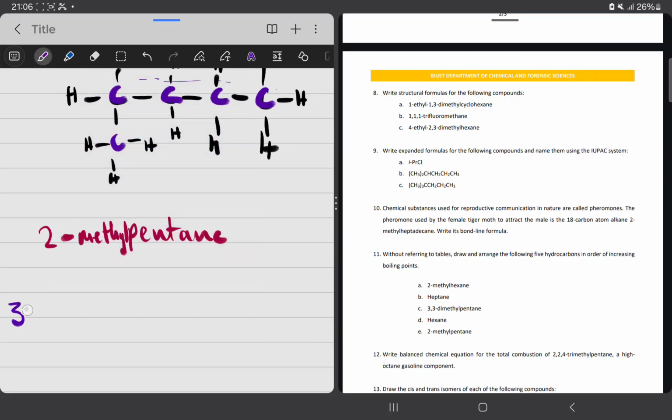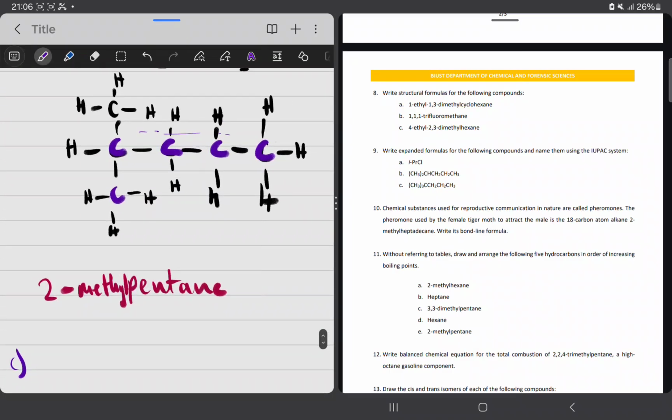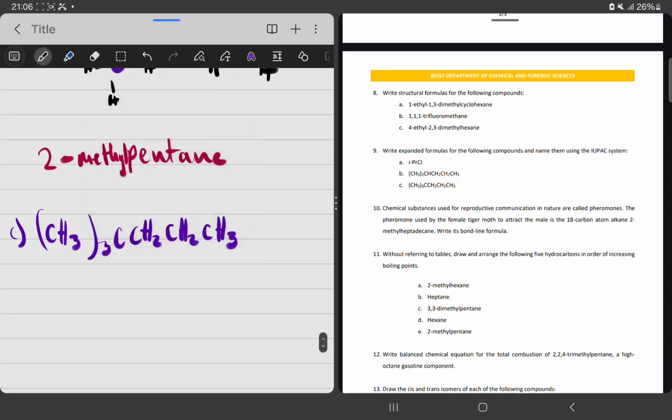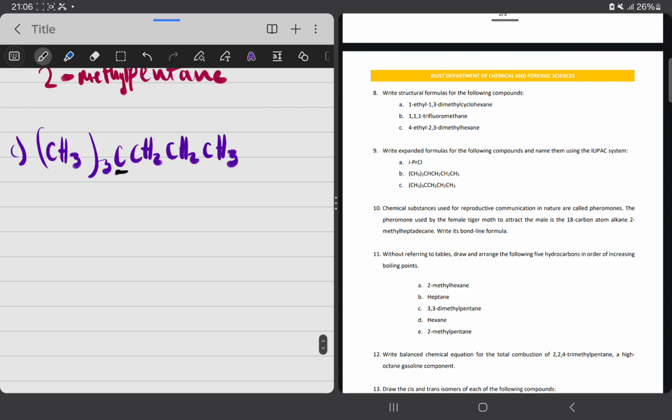So now let's do number C, the last one, and we'll be done. We have 3 CH3 groups bonded to a C, then bonded to a CH2, then bonded to another CH2, and then bonded to a CH3. We can show this carbon has 3 CH3s bonded to it, so we put the 3 of them: 1, 2, 3. Then it has a CH2, a CH2, and a CH3.